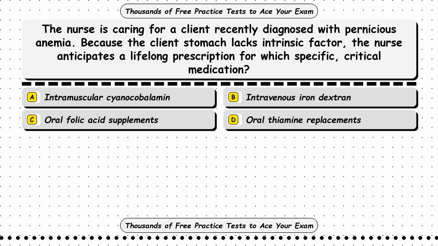Question 141. The nurse is caring for a client recently diagnosed with pernicious anemia. Because the client's stomach lacks intrinsic factor, the nurse anticipates a lifelong prescription for which specific, critical medication? Option A, intramuscular cyanocobalamin. Option B, intravenous iron dextran. Option C, oral folic acid supplements. Option D, oral thiamine replacements.